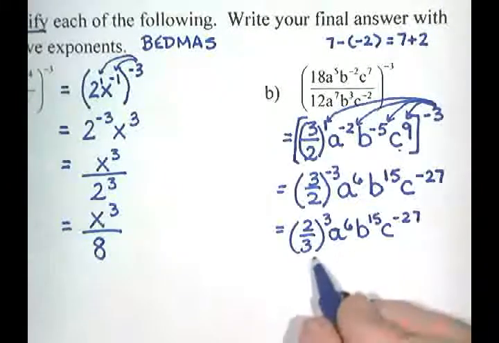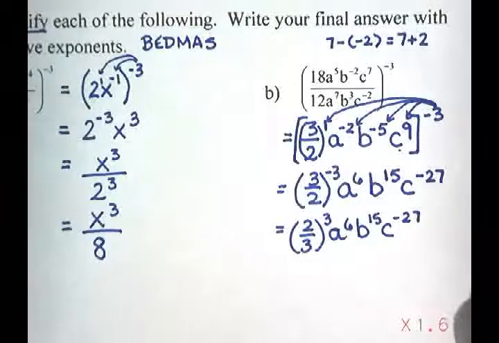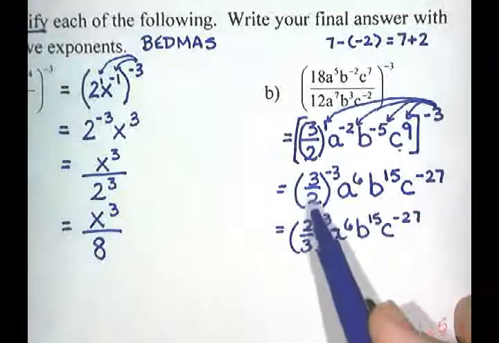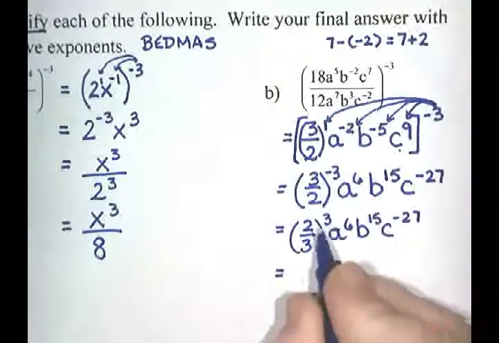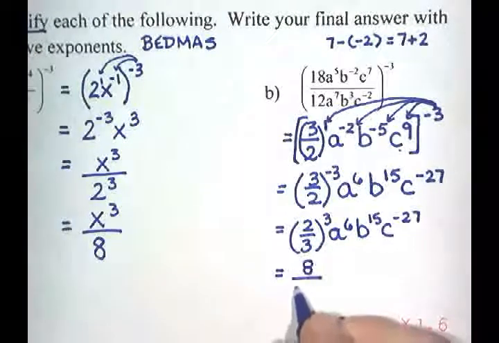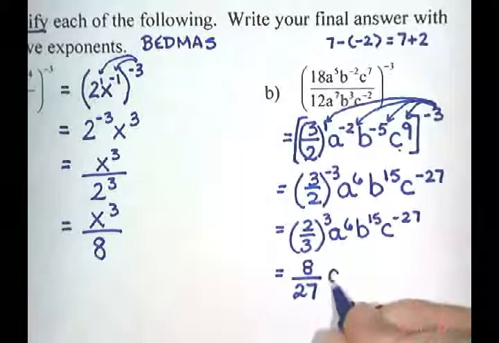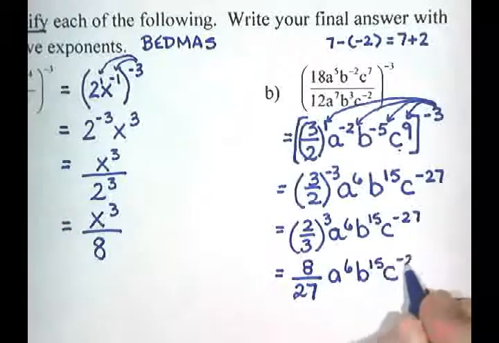And I am going to go one step further before I deal with the negative exponent here. Normally I would do them all at once, but because it was a fraction, I do it separately because it is a little bit more complicated. So this is going to be 2 to the power of 3, which is 8, and 3 to the power of 3, which is 27, a to the 6, b to the 15, c to the negative 27.